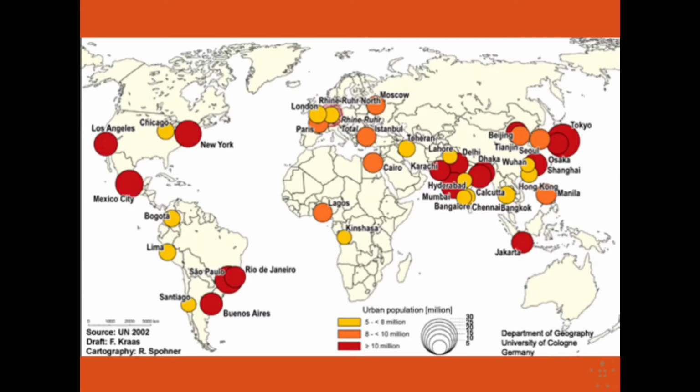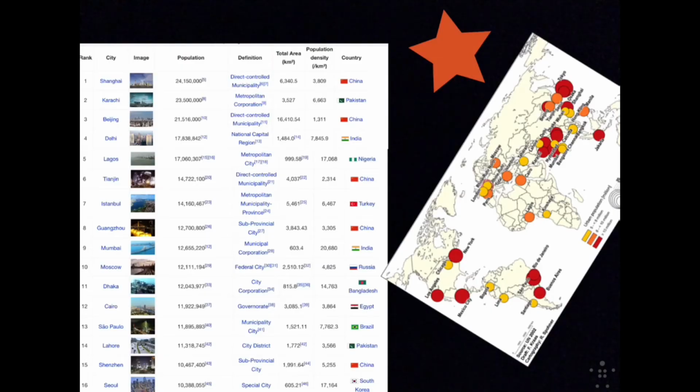Then we move on to megacities. These are cities that have over 10 million people in them. There were 19 metropolises that had more than 10 million people in 2010. Now we have even more. This map here is going to show you 16 of those. Presently, there's 24 megacities in the world. But you can get a visual of where they are.